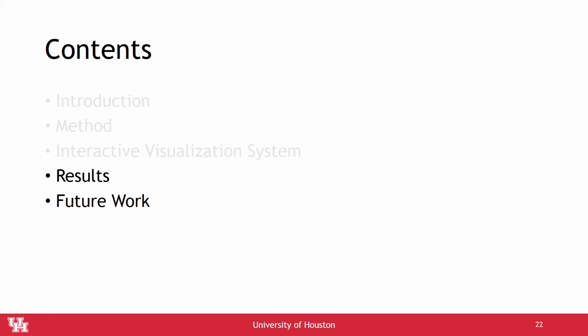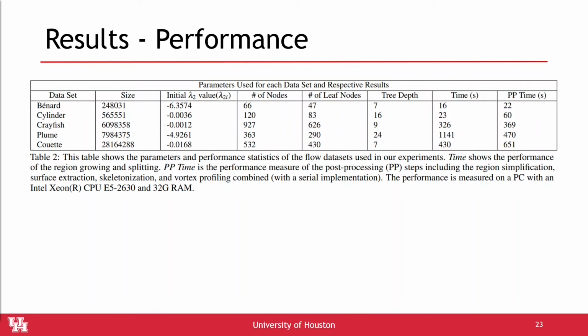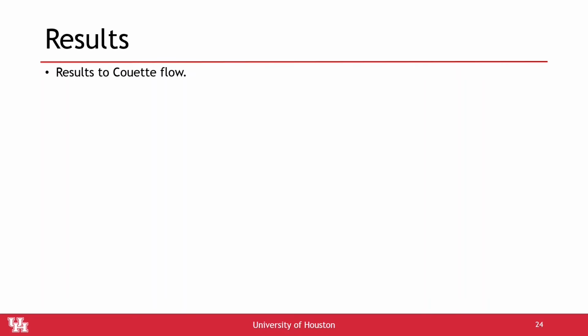Now we talk about the results and performance of our system. We test the performance of our system on multiple datasets listed in this table. The time column shows the time it takes to extract and split vortices in the datasets. The post-processing time column shows the time in seconds to perform the post-processing steps, namely surface extraction, smoothing, skeleton extraction, etc. Now we show some results for the application of our pipeline to the Couette flow.